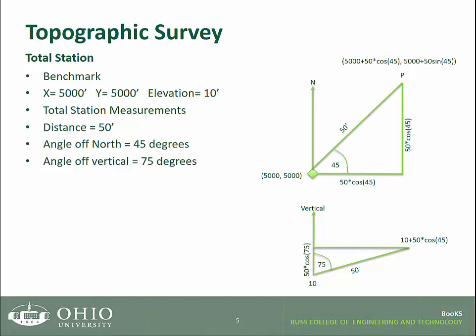Is this how you completed the triangle? If so, you should have gotten a new coordinate of x equals 5,035 feet, y equals 5,035 feet, and a new elevation of 10.3 feet at the point P.